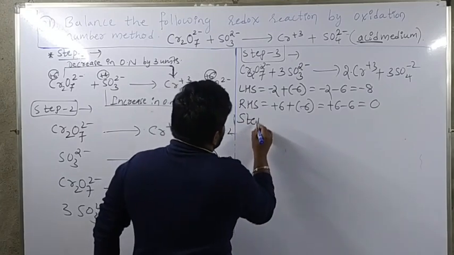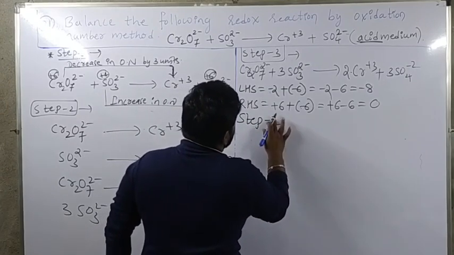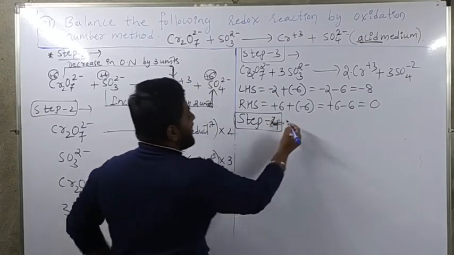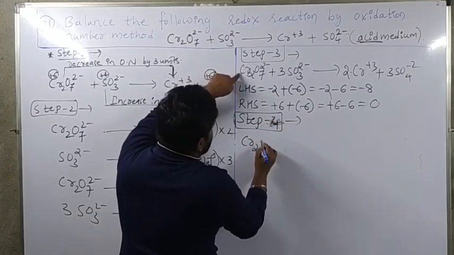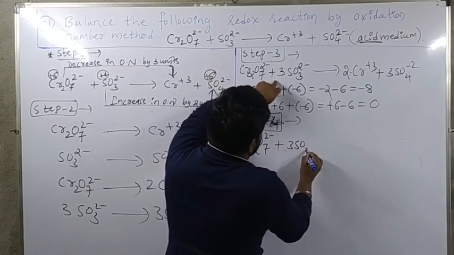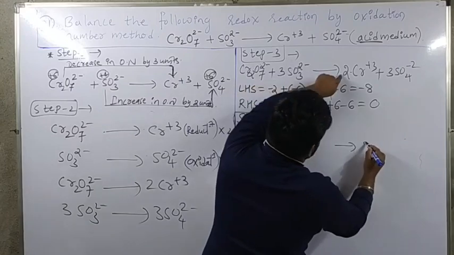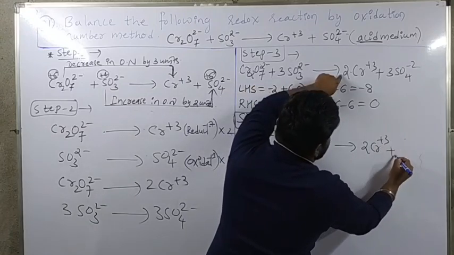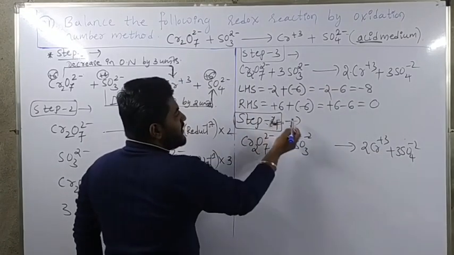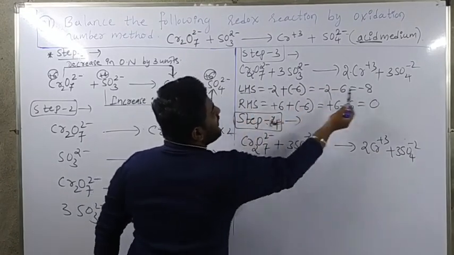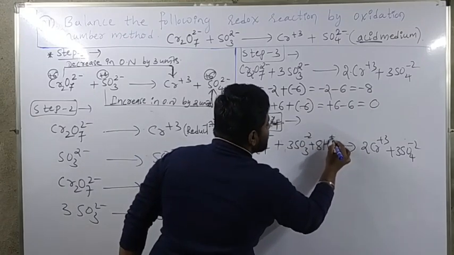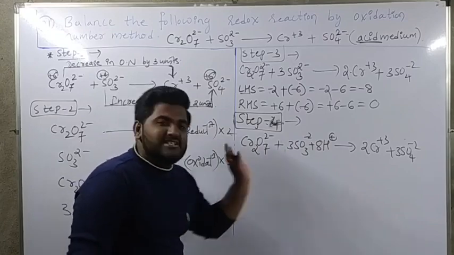Step 4. Balancing charge, and balancing the number of oxygen and hydrogen. Carefully see. So you write down first Cr2O7 2 minus plus 3SO3 2 minus. It gives rise to 2Cr 3 plus plus 3SO4 2 minus. Correct? So in the above step we got LHS minus 8. Then what to add here? 8H plus. Then the charge is balanced.